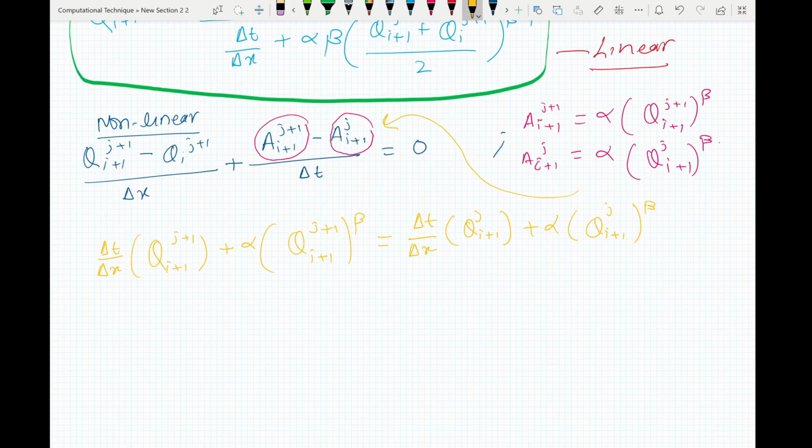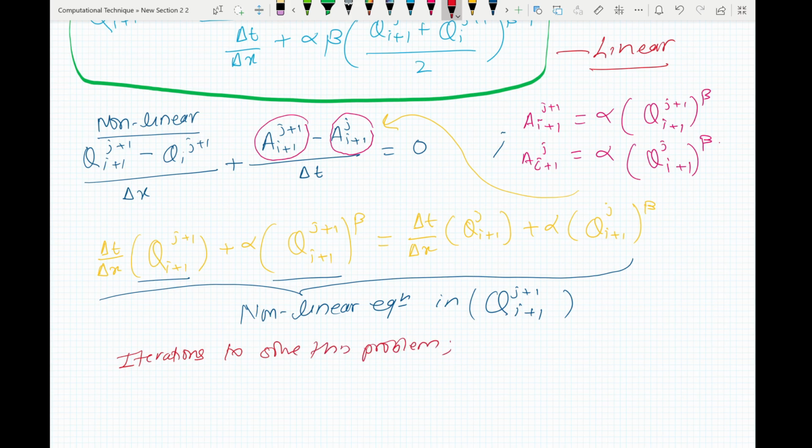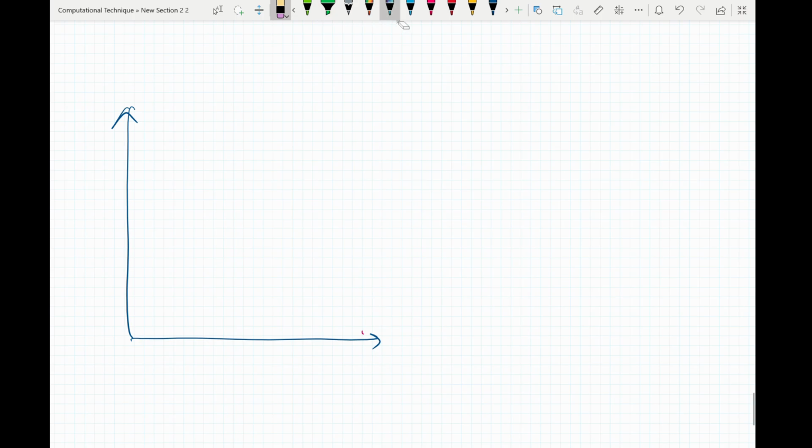Then you'll get, now this equation is a nonlinear equation in Q i plus 1 j plus 1. Therefore, we have to use certain iterations to solve this problem, or you can use Newton-Raphson method to solve your equations.